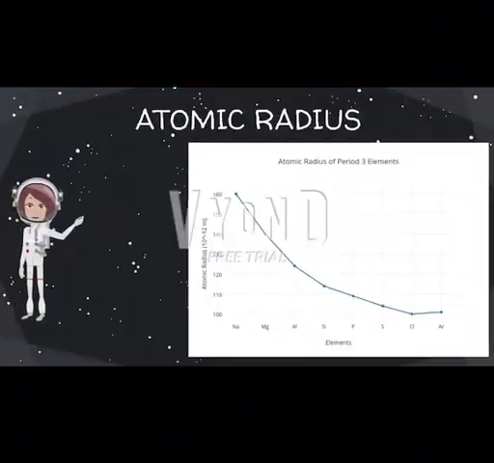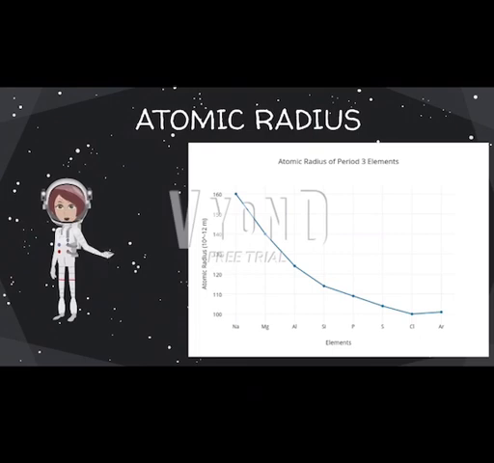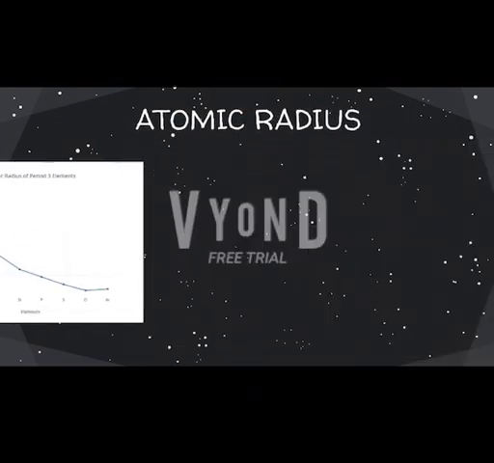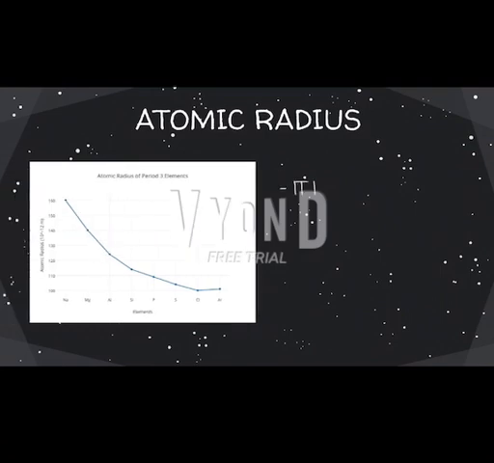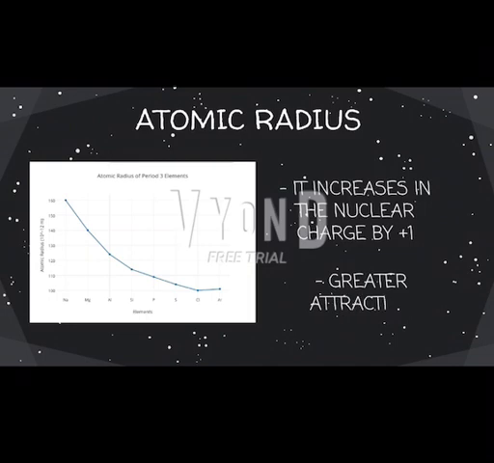As you guys can see from the graph, the atomic radius is decreasing in the period from left to right. The atomic radius decreases throughout the period because the nuclear charge increases by +1 and it forms greater attraction, so it pulls the electrons in slightly.